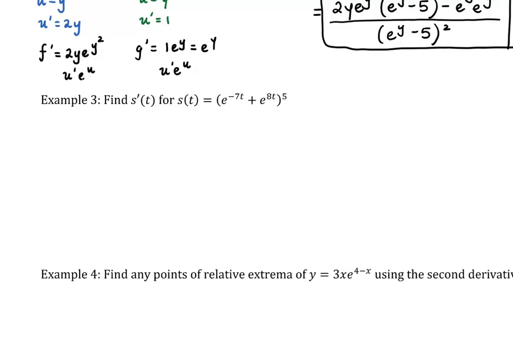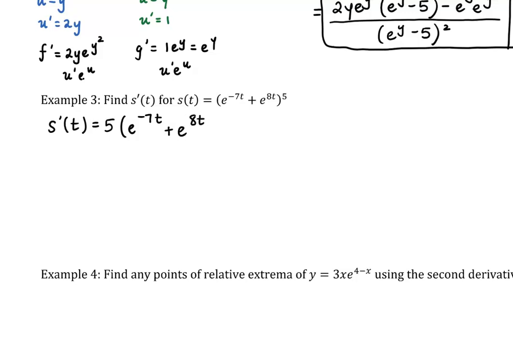Example 3, we have this function s of t. We will need to use the chain rule in order to take this derivative, or the general power rule, which is an application of the chain rule. So I'm going to start off taking s prime of t by bringing that exponent of 5 down in front of the function. We keep everything that's on the inside of the function the same.